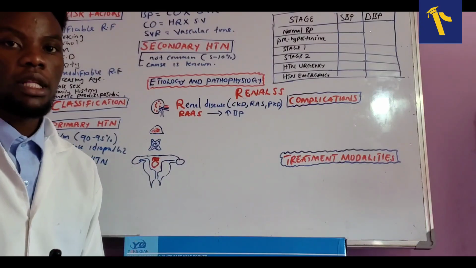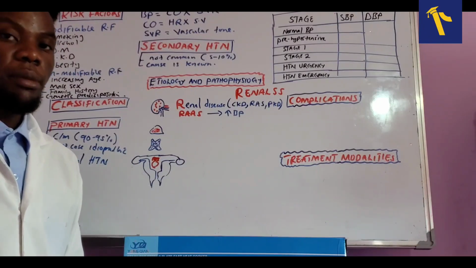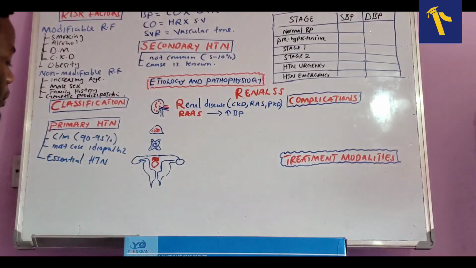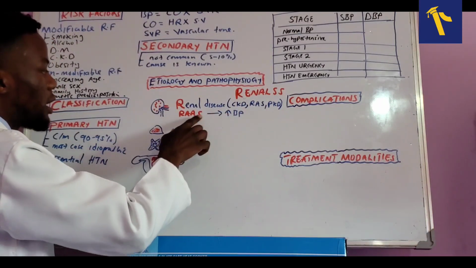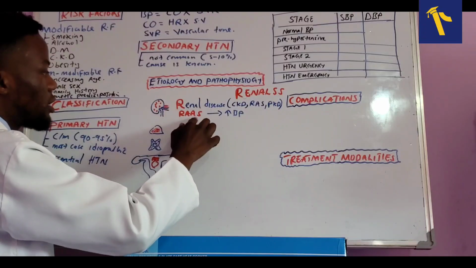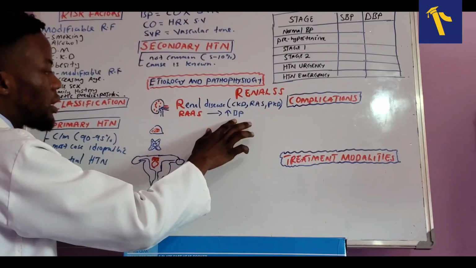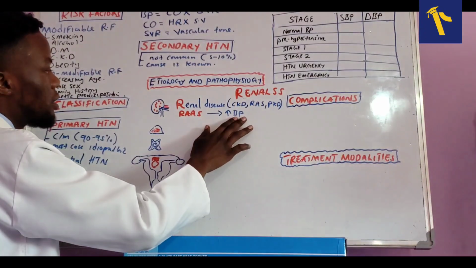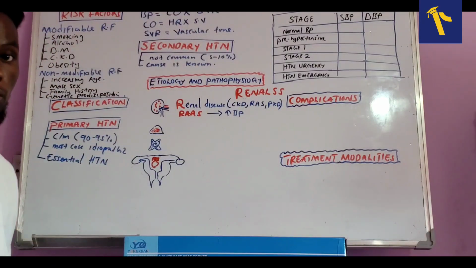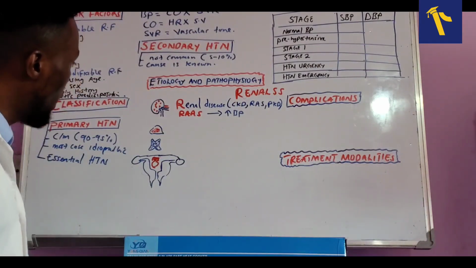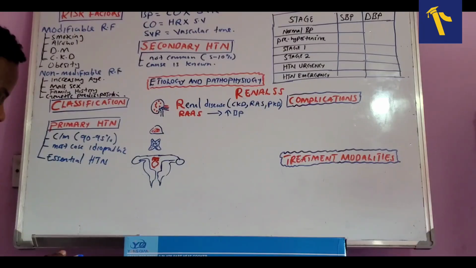So you need to remember that pathophysiology from the basic physiology. Just to summarize everything, renal diseases activate the RAS system, which in turn increases the blood pressure, and increasing blood pressure is what we call hypertension, which is simple to understand. So that's about the renal disease.